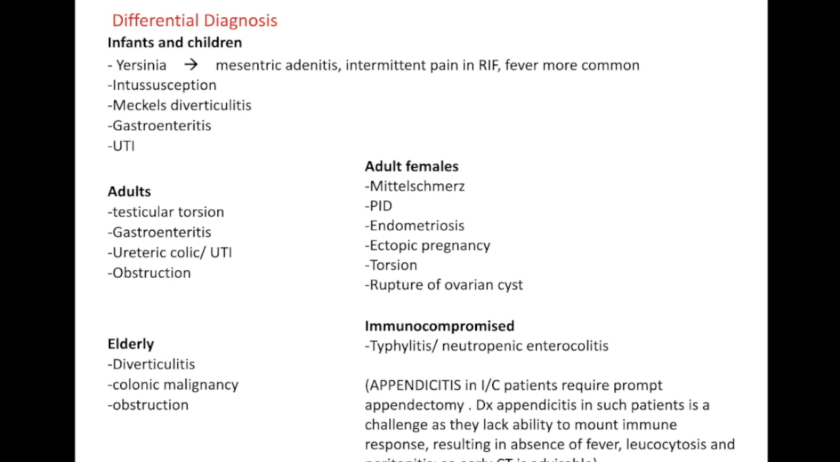For the elderly, diverticulitis becomes a very common diagnosis. A colonic malignancy should always be ruled out in the elderly. For immunocompromised patients presenting with appendicitis, prompt appendectomy should be done, so early CT is advisable for them.